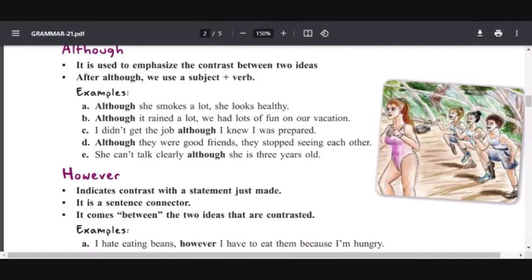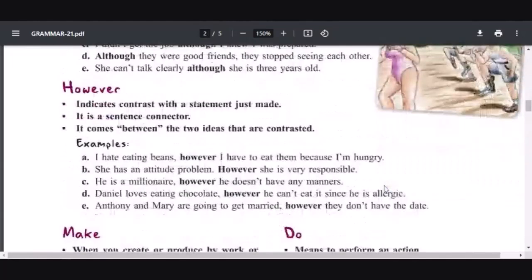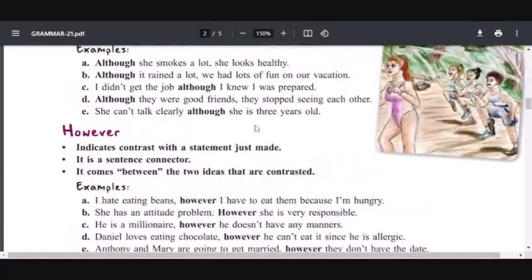Para que la oración tenga sentido. And in the case of however, we can say she has an attitude problem. She is very responsible. Or maybe in the case of however, we can put but. Por ejemplo, en el caso del however, podría reemplazarlo por un but. But obviously, in both needs to start with the subject and the verb. Pero en estructuras gramaticales, ambos tienen que empezar con sujeto y verbo.